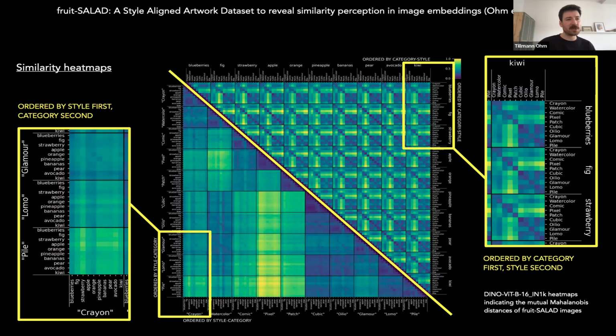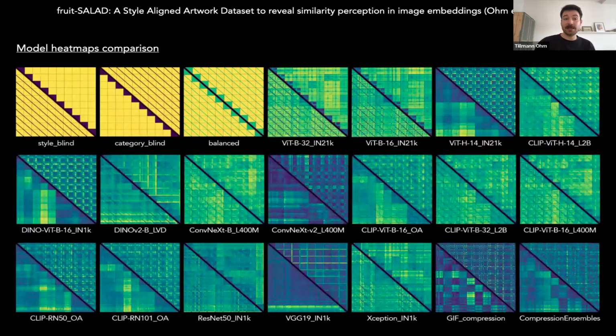This example here is from a DINO model, which is often said to capture stylistic features. And the pattern we see here clearly supports this observation. These patterns can differ widely. Here are some examples. The first three from top left are actually conceptual references. So they are one-hot encoded to simulate how it would look if a model was completely style blind, category blind, or balanced. For example, in the case of style blind, it would recognize same fruits, but would fail to identify same styles.